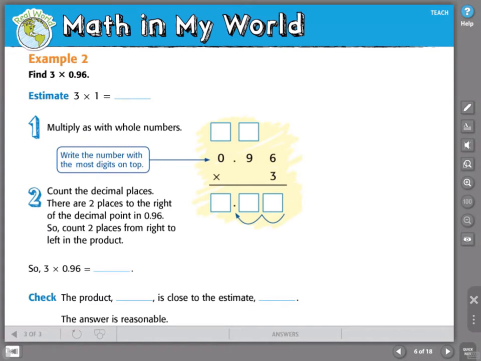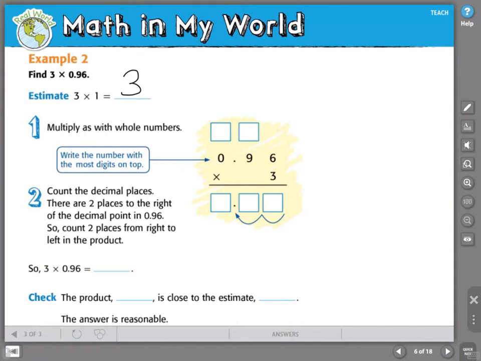Let's try example 2. 3 times 96/100. Well, I know 96/100 is pretty close to 1. 3 times 1 is 3. So we should know that whatever answer we get, it should be pretty close to 3. If our answer is not close to 3, it's not reasonable.